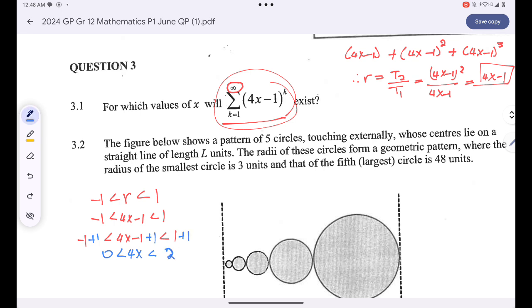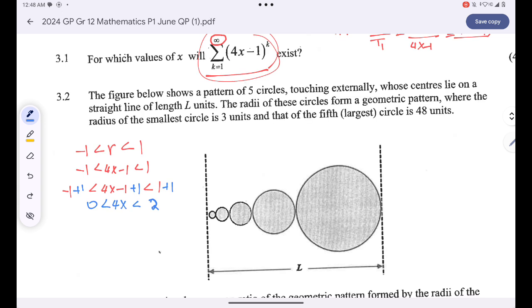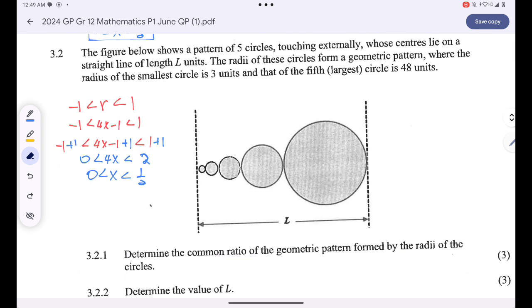Are you together? Then all I have to do now is to just divide every term by 4. Then I'll be left with x. 0 divided by 4 is 0. 2 divided by 4 is a half. So x must be between 0 and 1 over 2 so that this entire expression will exist. That's how, guys, we're supposed to tackle this question over there.